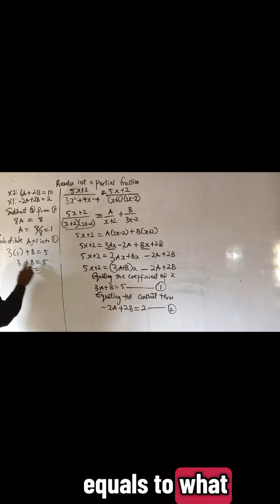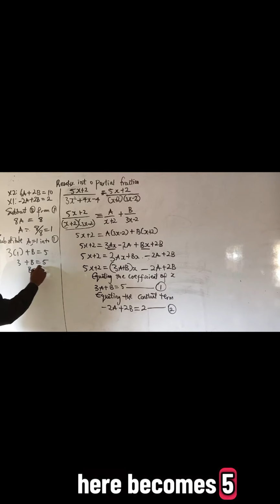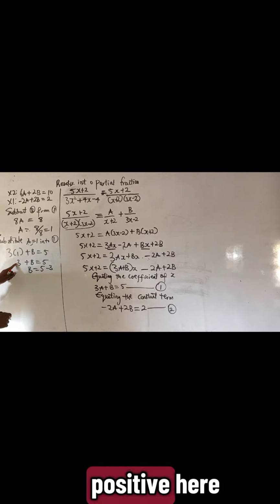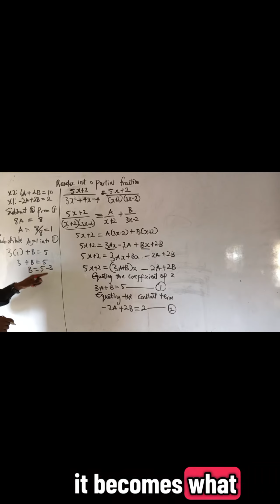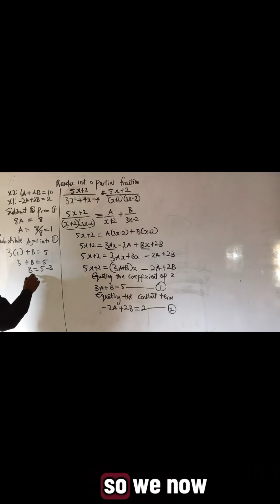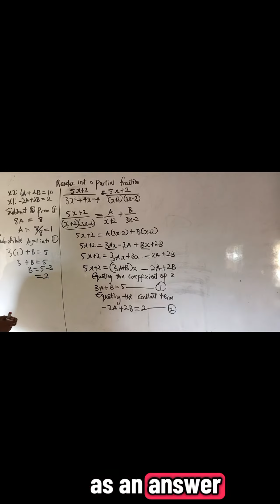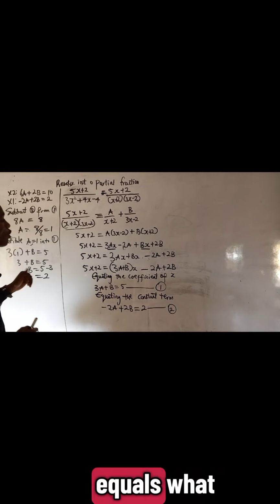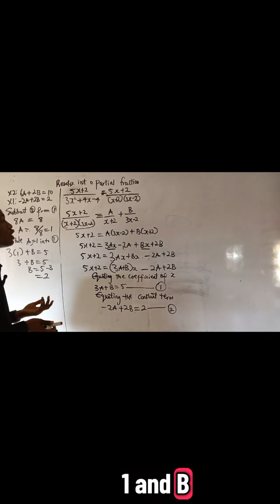So B is equal to 5 minus 3. 3 would come here. It's positive here, and when it crosses the equality sign, it becomes negative. So we now have 2 as an answer. So definitely A equals 1 and B equals 2.